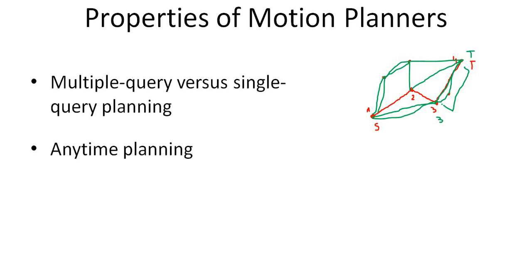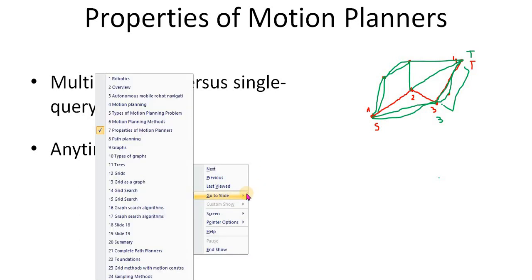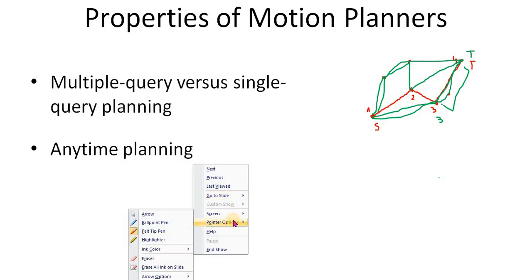Okay, then we have anytime planning algorithms. Anytime motion planners, or motion planning algorithms, keep improving their solution or output, okay? After they find an initial solution. This is a property of anytime planners.